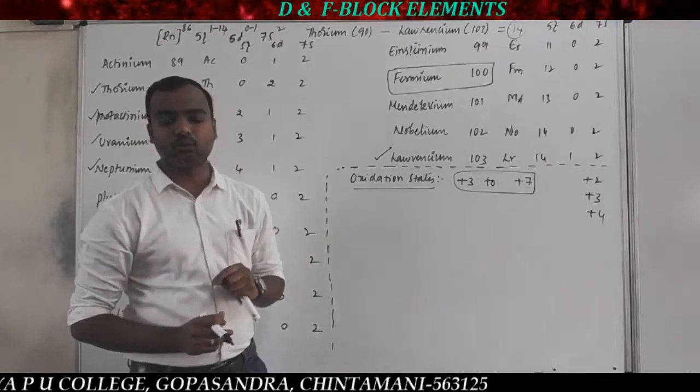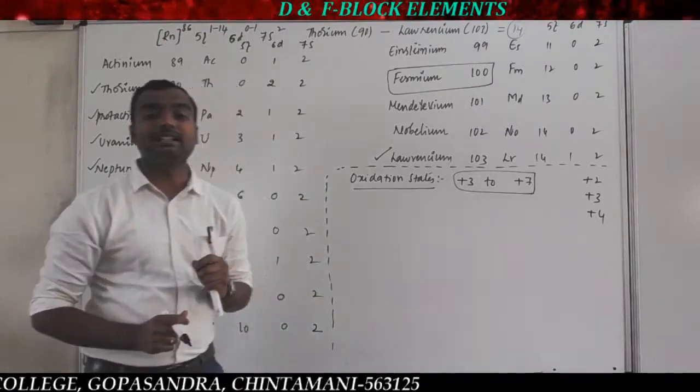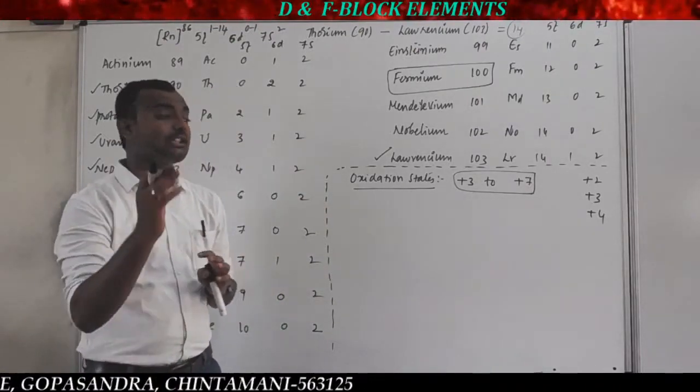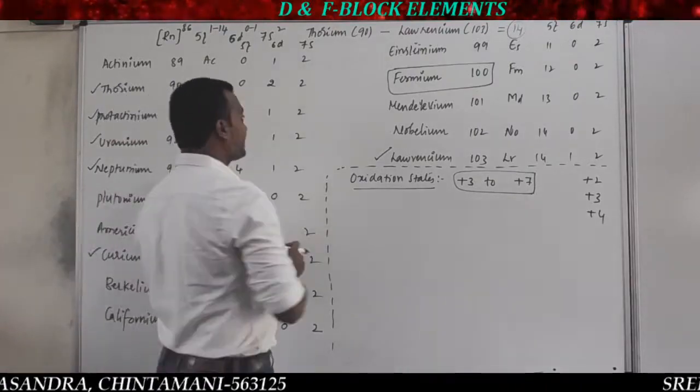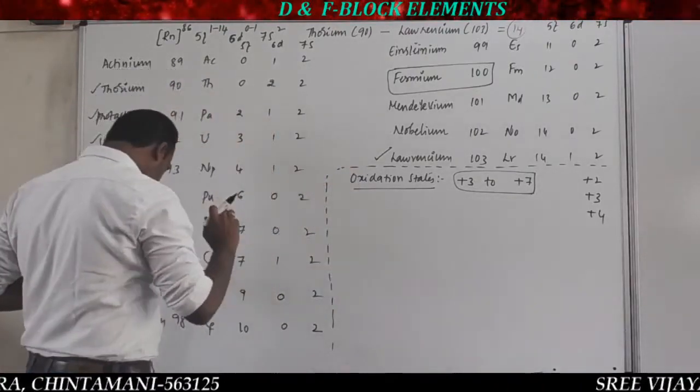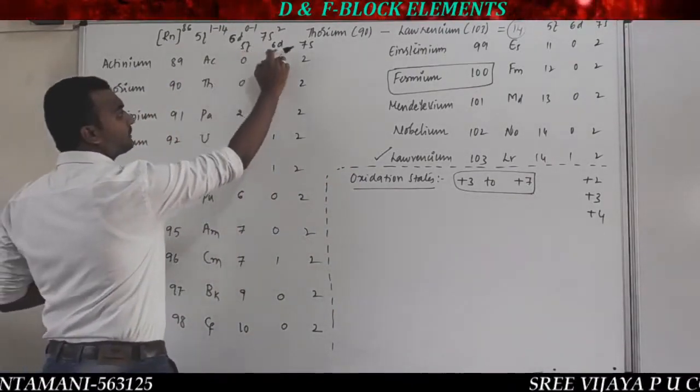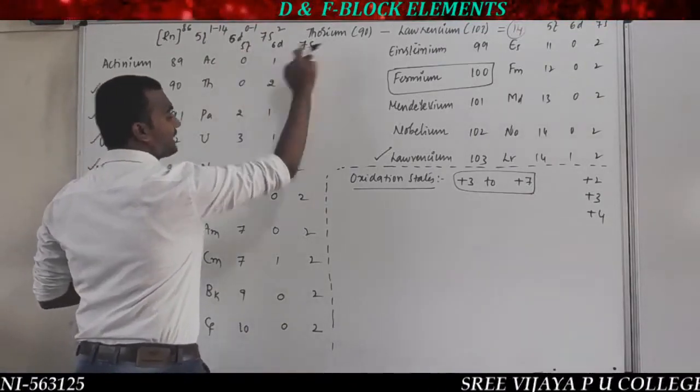That's very important for one marker. The actinides show the greater range of oxidation states. Give reason on the character. The reason is stated: because of the small energy gap between 5s, 6s and 7s orbitals.